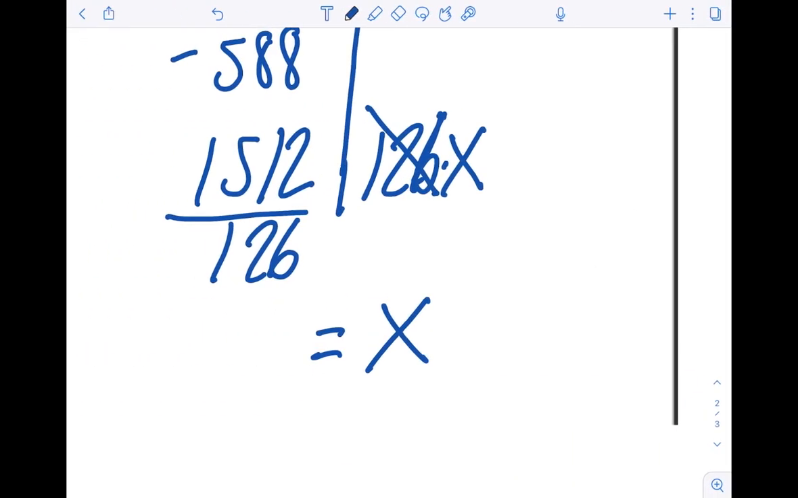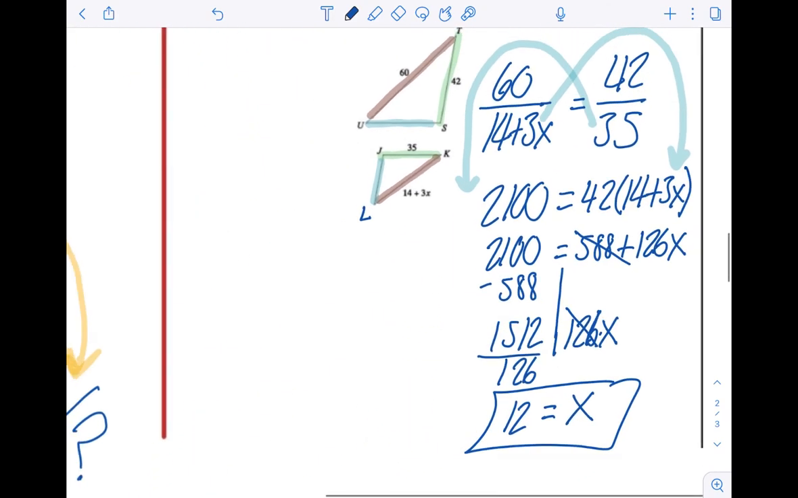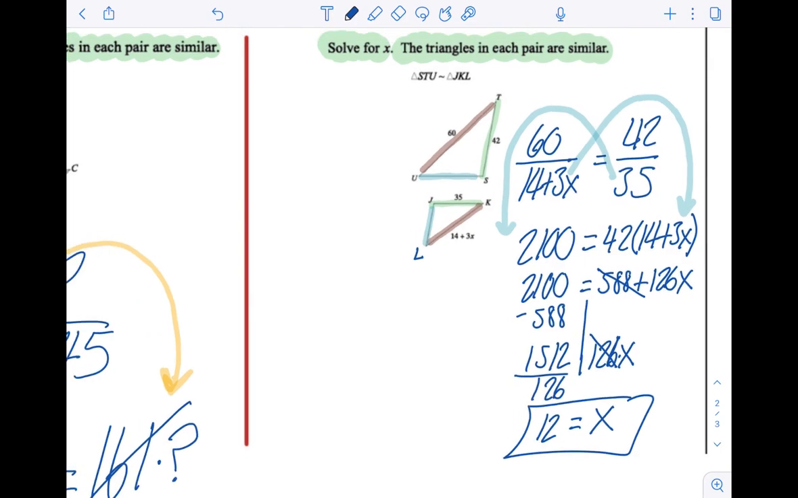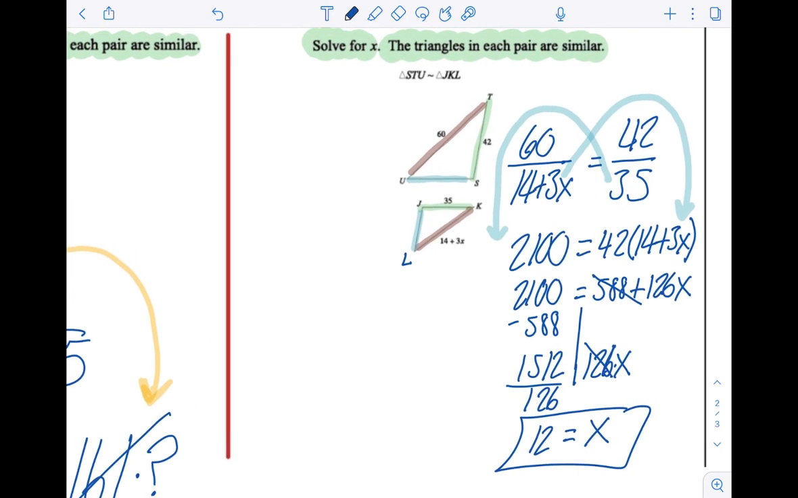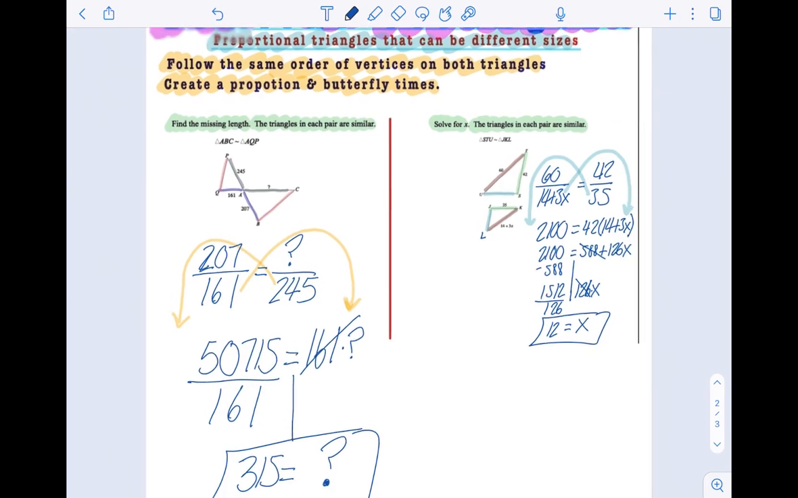How about that? There you go. And that right there, kiddos, is our solution. They wanted us to find x. We have found x, right? So identify the parts that are similar to each other. Set up a proportion, right? A fraction equals a fraction. And then butterfly and multiply, right?